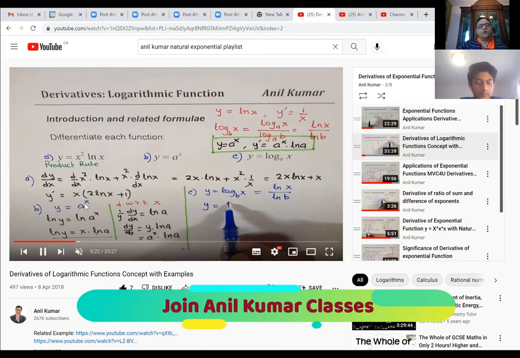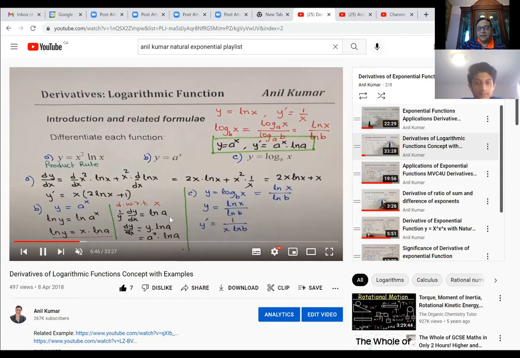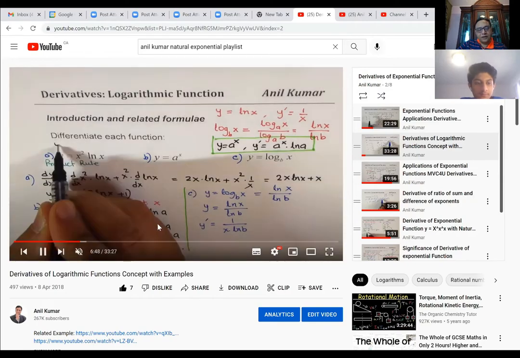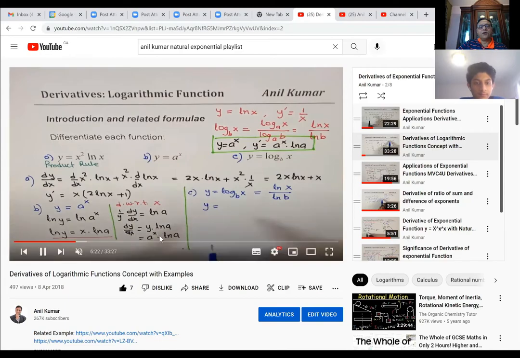You see y equals a to the power of x. If I take natural log on both sides, ln y equals ln a to the power of x, which is x times ln a. Now differentiate with respect to x on both sides, you get 1 over y, dy/dx, equals ln a. And dy/dx is y times ln a. So you have your formula: a to the power of x times ln a.